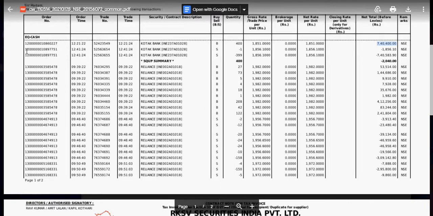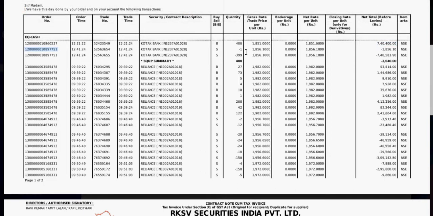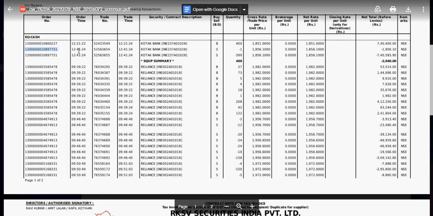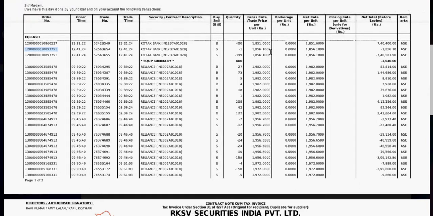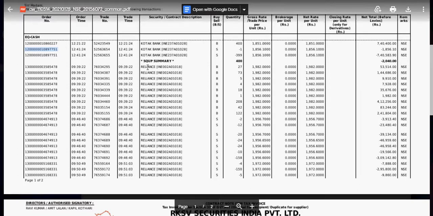Similarly, you can see I also sold Kotak Bank 400 shares with the same order ID. So basically I punched just one order and it got filled in two ways. So I sold 400 shares of Kotak at around 12:41 p.m., within 20 minutes, and the price was 1856.1. Again, you can see I have created another trade here.